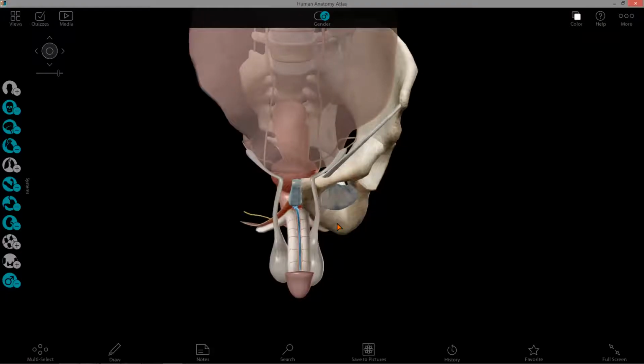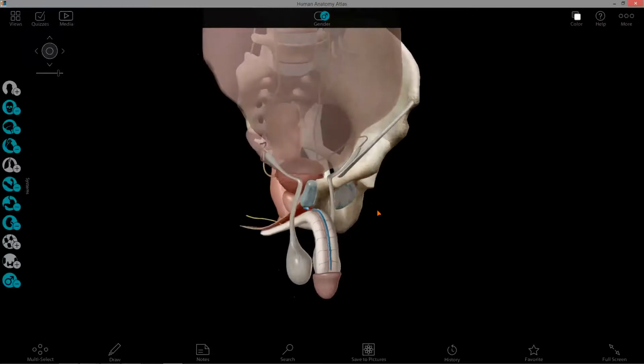Hi everybody, my name is Mitchell Farmer and this is part 2 of Laboratory 1 with the external genitalia. I'm going to start you off with the male external genitalia, beginning by evaluating the peritoneum in the male model.